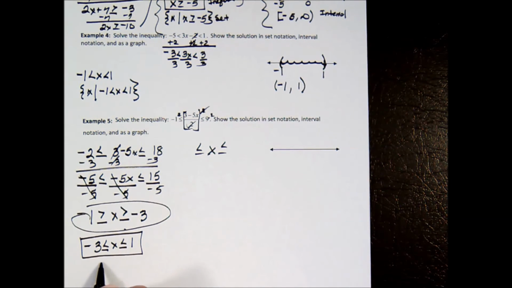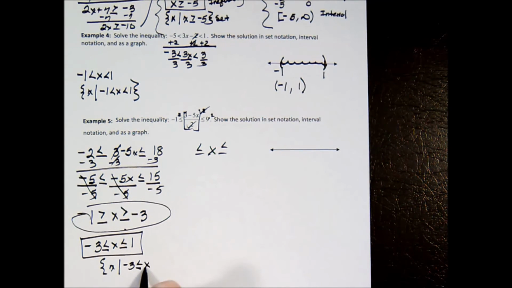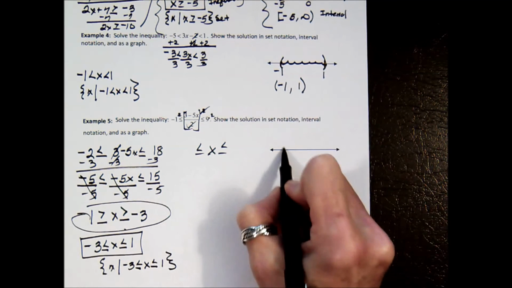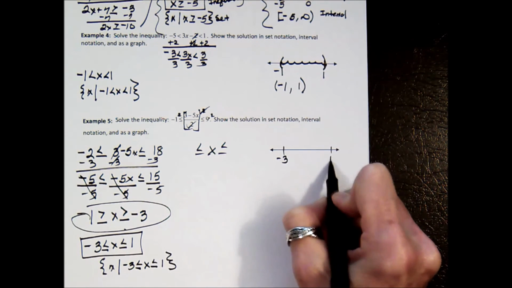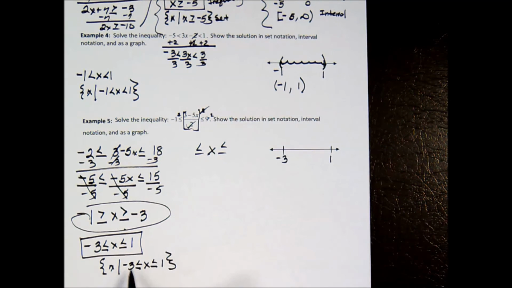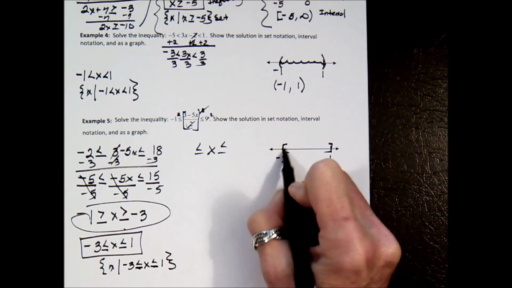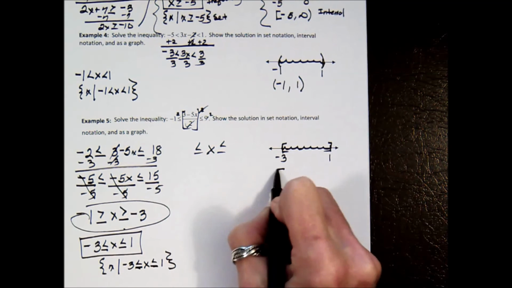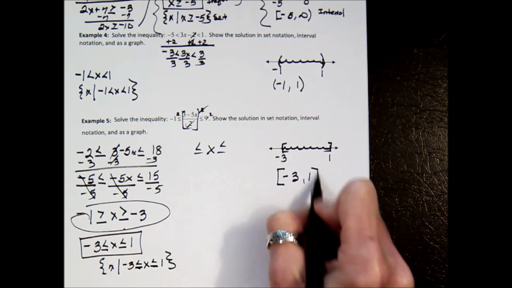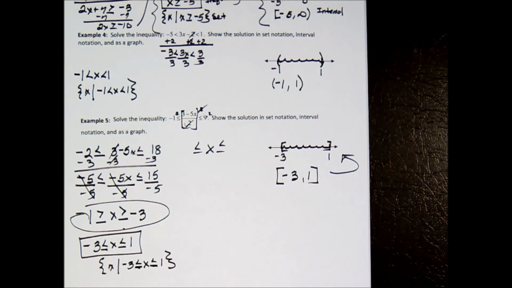As a set, the set of all x such that negative 3 is less than or equal to x is less than or equal to 1, same as this. Number line. My key numbers are negative 3 and 1. They are both included. It's everything in between. And now my interval is negative 3 to 1. It matches my number line. But this part about when you divided by a negative and it flipped the signs caused you to have to turn the entire thing around. So this is kind of an important one.